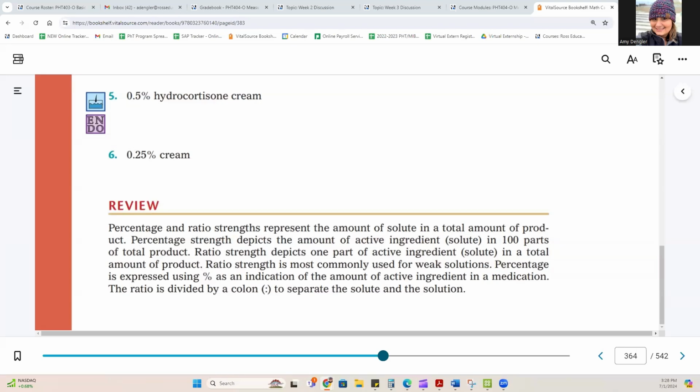Percentage and ratio strengths represent the amount of solute in a total amount of product. Percentage strength depicts the amount of active ingredient in 100 parts of total product. Ratio strength depicts 1 part of active ingredient in a total amount of product. Ratio strength is most commonly used for weak solutions. Percentage is expressed using a percent sign as an indication of the amount of active ingredient in a medication. The ratio is divided by a colon to separate the solute and the solution.